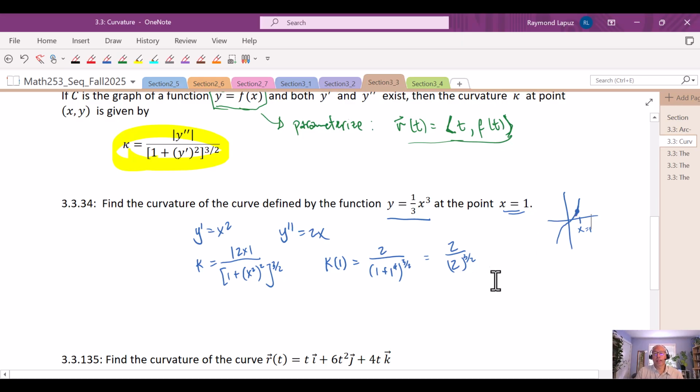I believe this is going to be a fairly small number, and we can see that this is a fairly not curved part of the curve.